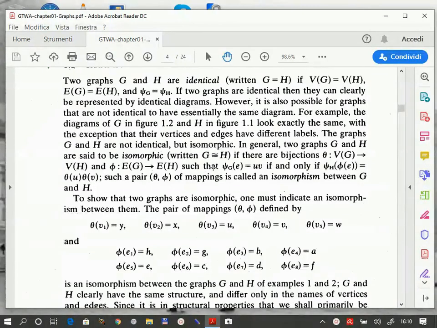The condition is here: if the pair of vertices in G corresponding to each edge E are U and V, then if you take the corresponding edge in H, phi of E, this must be incident not to any two vertices, but exactly to the vertices corresponding through theta to U and V. Theta of U, theta of V.